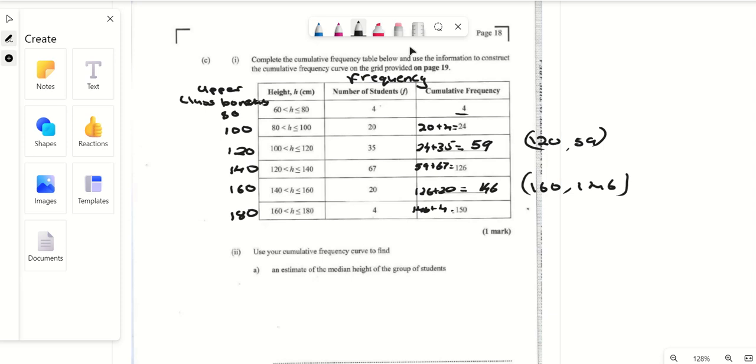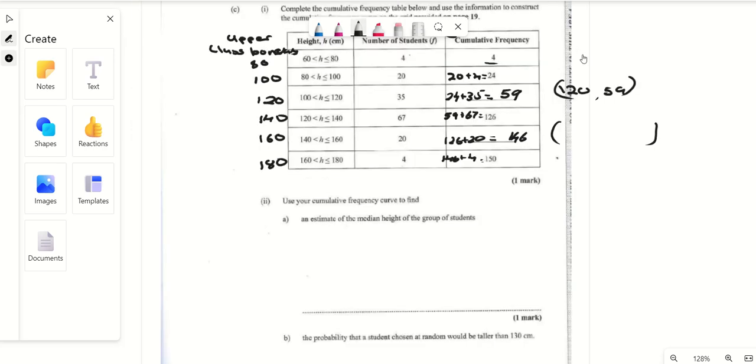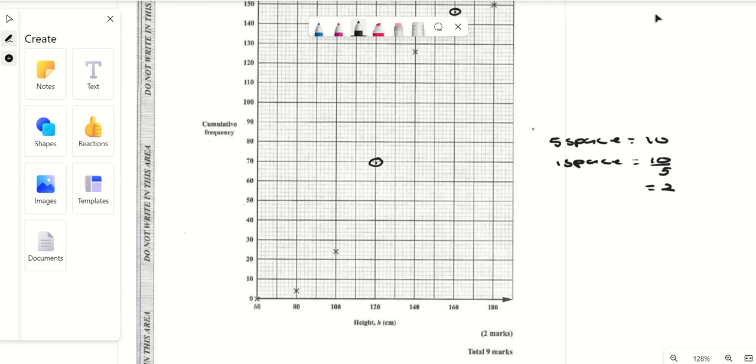Sorry, it was the other way around. This is my x. Again, yeah, so this is correct. And then 146 is my y, and 160 is my x. So again, those are the points that you would have to plot for this curve here.